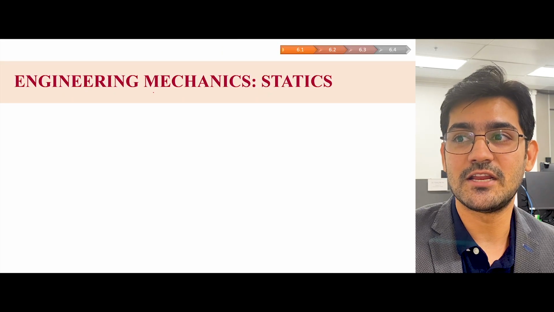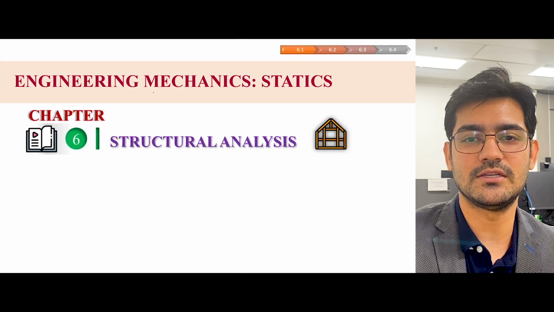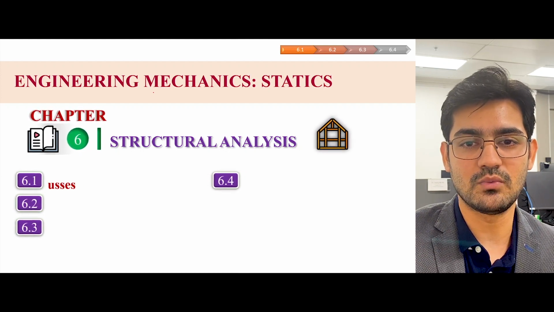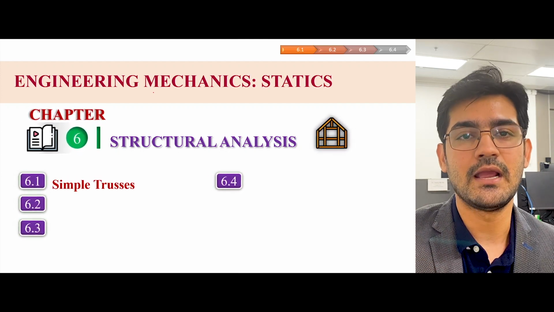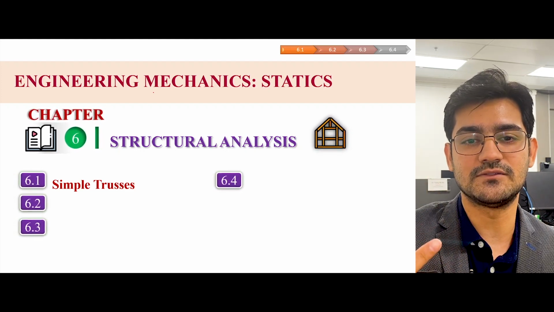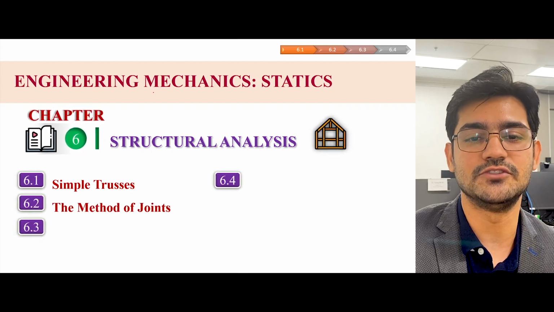So chapter 6 on engineering mechanics statics is about structural analysis, and in this chapter we're gonna discuss trusses. This chapter is divided into 4 sections. In section 1 we're gonna talk about simple trusses, and basically to solve simple trusses there are two methods: method of joints and method of sections. So in section 6.2 we're gonna discuss method of joints.